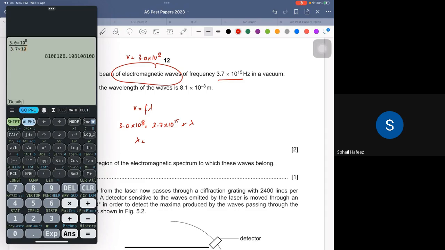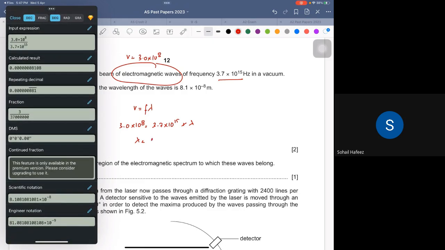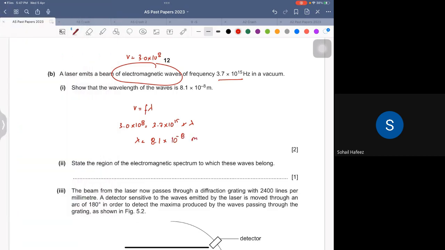3.7 times 10 raised to power 15. It gives me 8.1 times 10 raised to minus 8. Okay, perfect. So shown, and then it asks for the region of the electromagnetic spectrum. Now you need to understand this very important thing. If you ever get stuck in this question, just remember that visible light is around 10 raised to minus 7. The real range is from 4 to 7, like 4 times 10 raised to minus 7 to 7 times 10 raised to minus 7. So this is the real range.